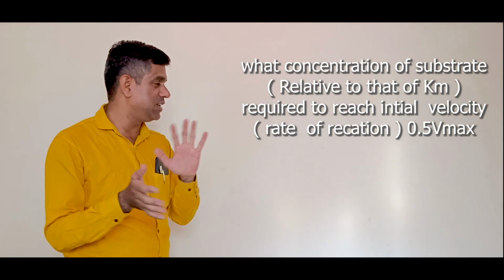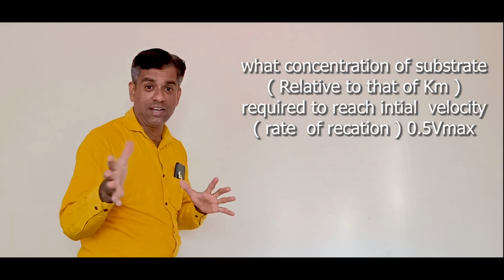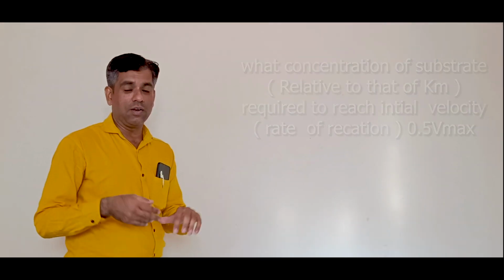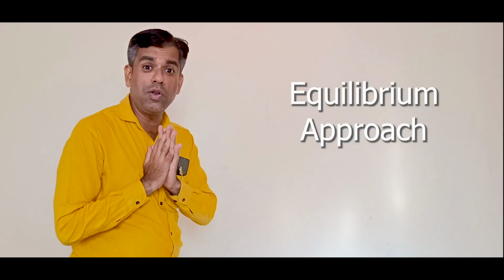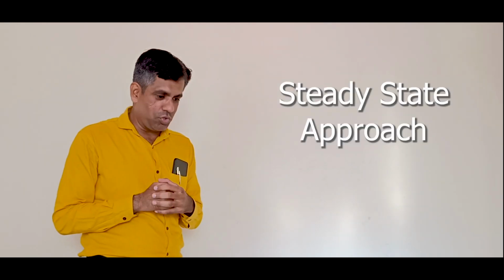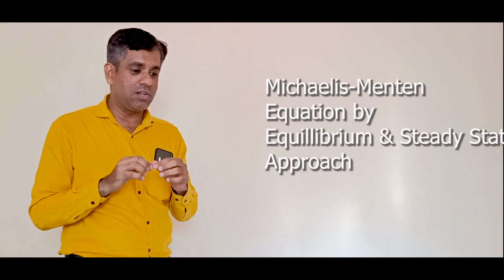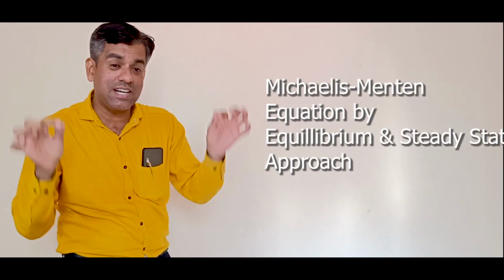Here we are assuming that the enzyme is following the regular Michaelis-Menten kinetics, the Briggs-Haldane approach. We know that Michaelis-Menten had an equilibrium approach, and Briggs-Haldane had the steady state approach. If you want the derivations of these, you can find the link in the description box where you can have a complete and detailed derivation of the Michaelis-Menten equation by both the equilibrium as well as the steady state approach.